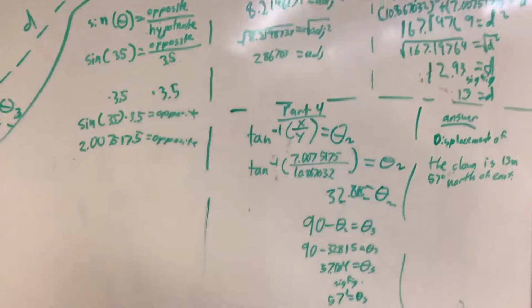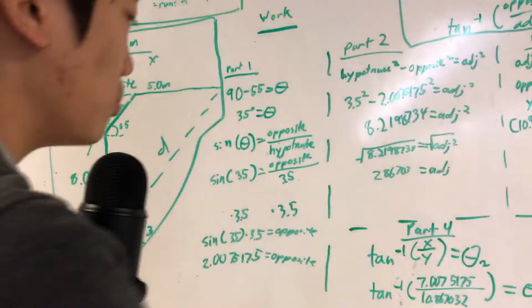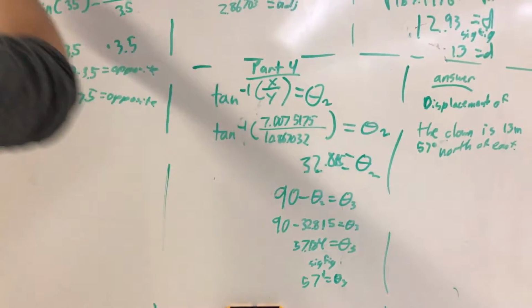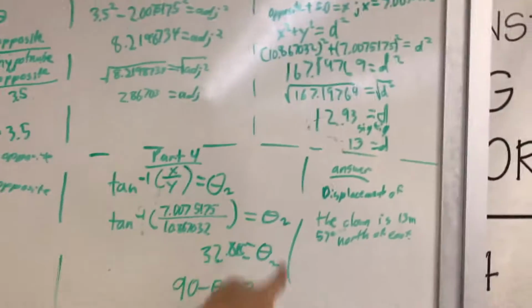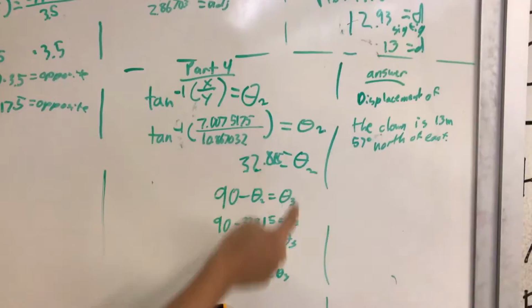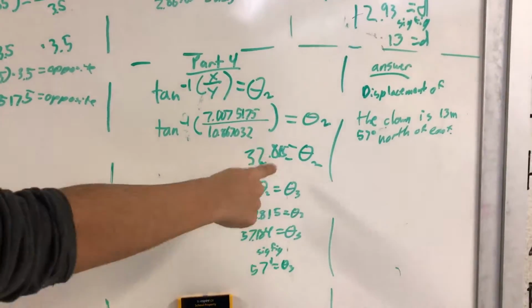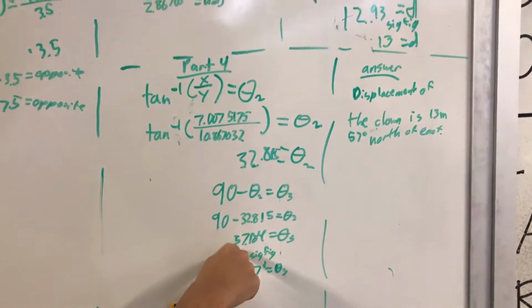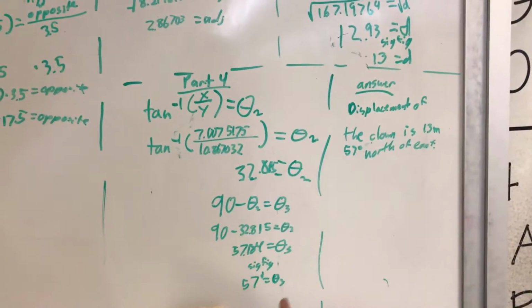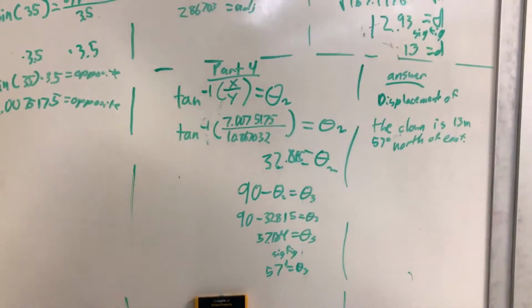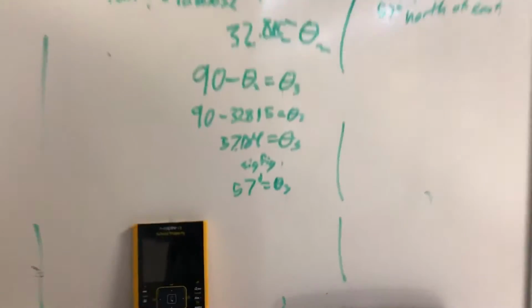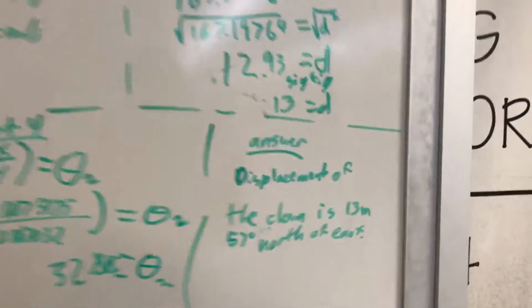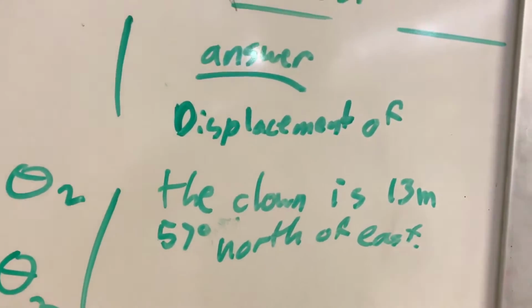On to part 4. This part will be identifying theta 3 right here. What we first need to do is find theta 2. We want to use the inverse tangent equation. You plug these x and y in, so you can get theta 2. You plug this into your calculator and get this value right here. You subtract this value from 90, so you can find theta 3 right here. You keep simplifying until you get 57.184 as theta 3. Use sig figs, of course, and you get 57 equals theta 3. So the final answer is: the displacement of the clown is 13 meters, 57 degrees north of east.